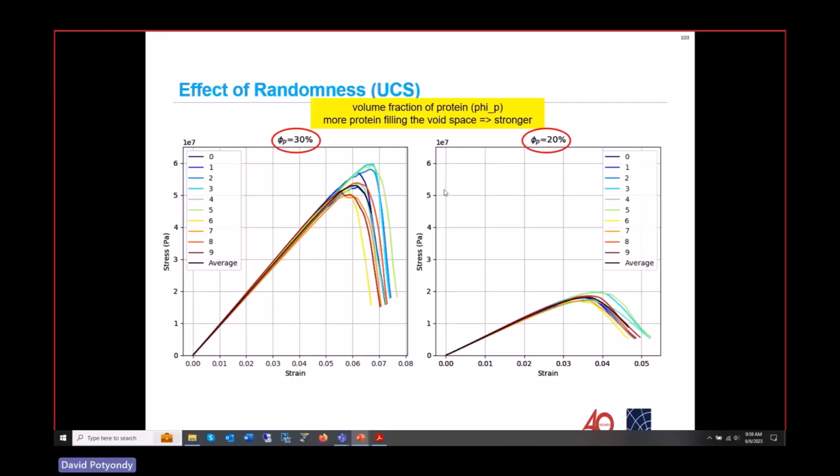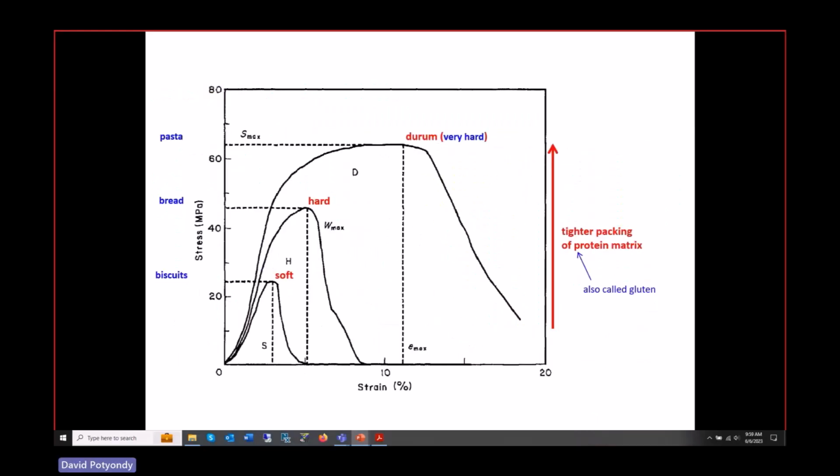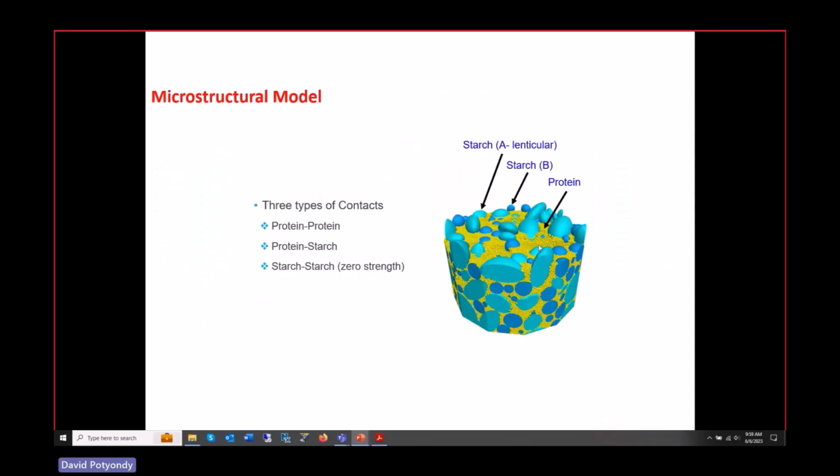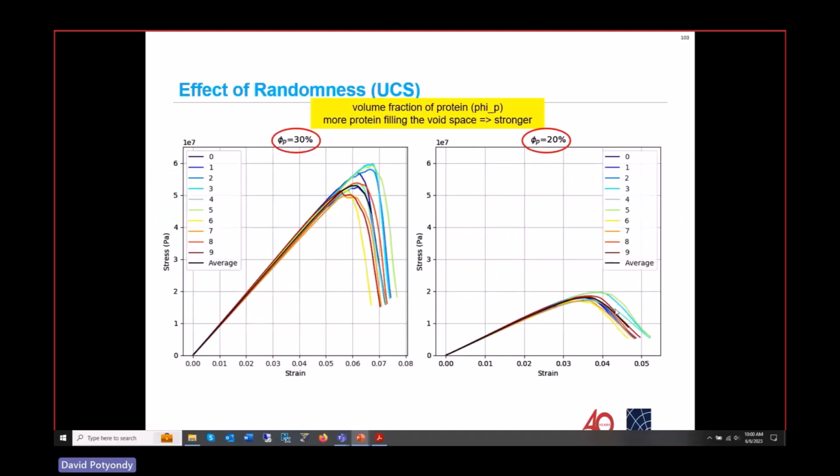One of the things we varied, if you remember here, was you should start to get stronger and stiffer if you have a tighter packing of protein. So for our model, we put in X amount of volume fraction of protein, then we put more protein, then we put more. We just keep putting in more yellow particles. We measure that based on volume fraction of protein. And then we do the UCS tests.